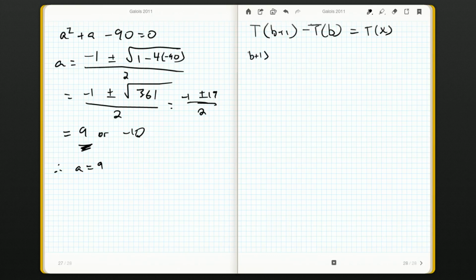So B plus 1 times B plus 2, all over 2, minus B times B plus 1 all over 2 is equal to X times X plus 1 all over 2. Just as I did before, I'm going to multiply through by 2 and get rid of all the instances of 2 here. I'm also going to take out a factor of B plus 1 on this side.